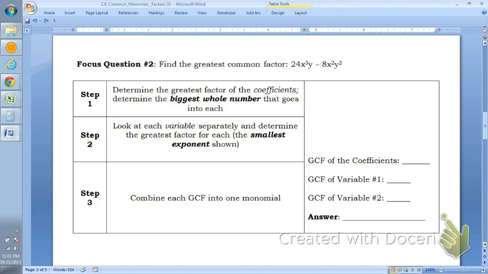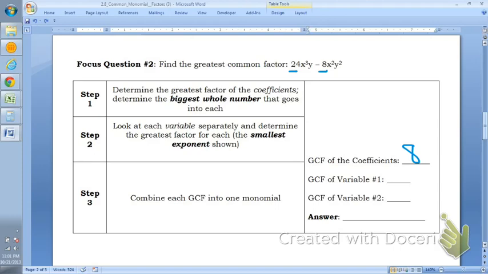The first step is to find the greatest common factor of the coefficients. We have 24 and 8. Now, if you don't want to write down all the factor pairs of 24 and 8, a shortcut is to ask yourself, does the smaller coefficient divide evenly into the larger one? If so, then that means that is the greatest common factor. Well, can 24 be divided by 8? Yes, it does. So the greatest common factor of the coefficients is 8.